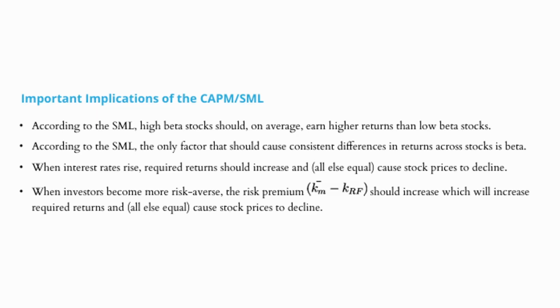According to SML, high beta stocks should on average earn higher returns than low beta stocks. According to SML, the only factor that should cause consistent differences in returns across stocks is beta. When interest rates rise, required returns should increase, and all else equal, stock prices should fall. When investors become more risk averse, the risk premium, or the difference between the market return and risk-free rate, should increase, which will increase required returns, and all else equal, cause stock prices to decline.